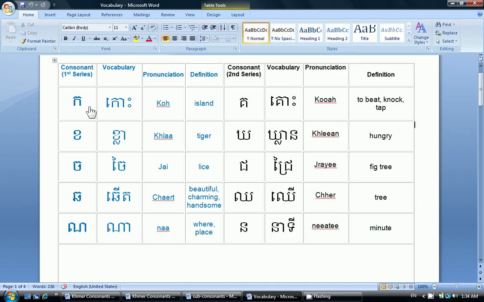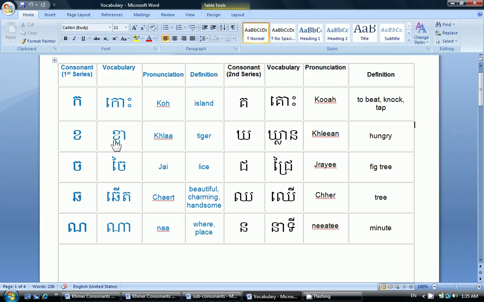So ga is the counterpart of go. Okay, so ga is in the first series consonant, and its counterpart in the second series consonant is go, and vice versa. Okay, so that way you can tell the sound between the first and the second series. Hopefully this will help. Okay, so the next consonant is ka.